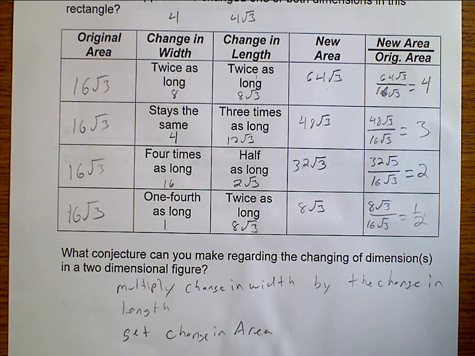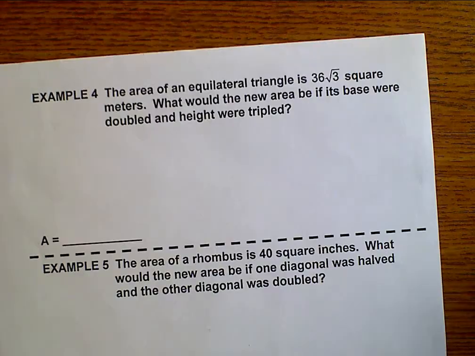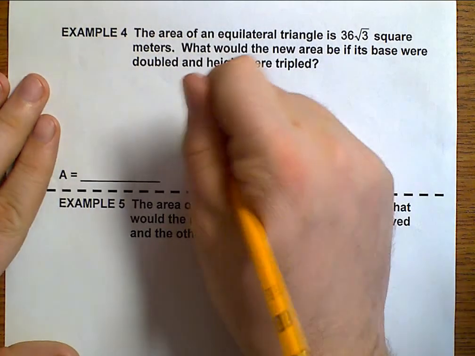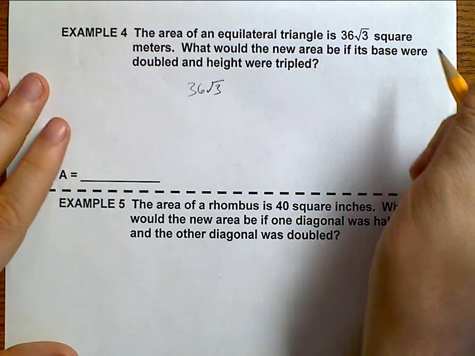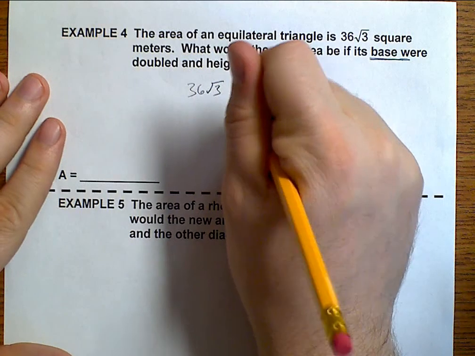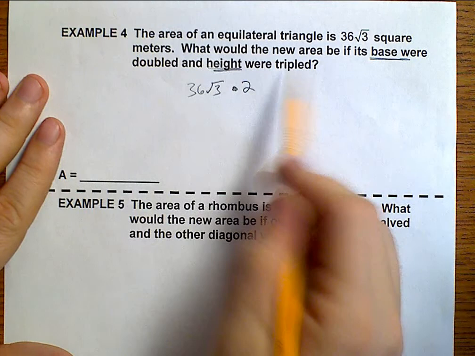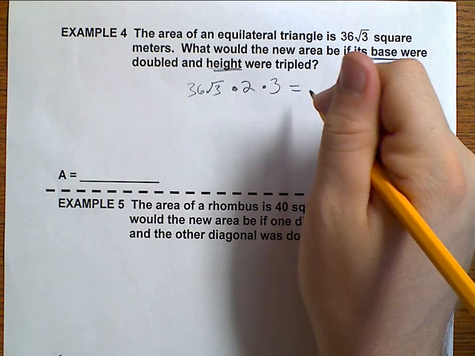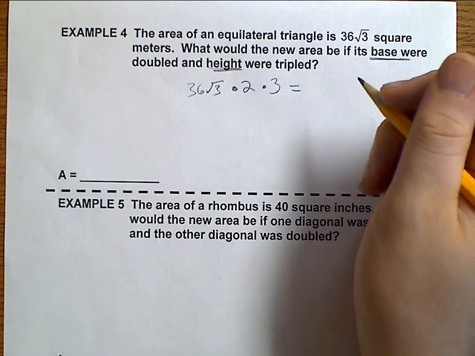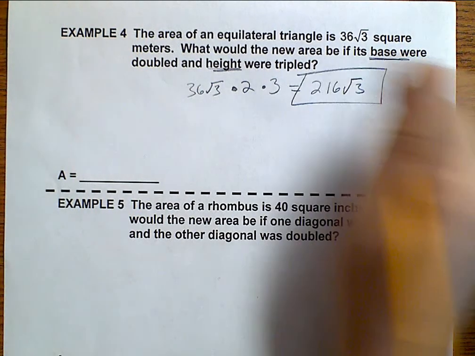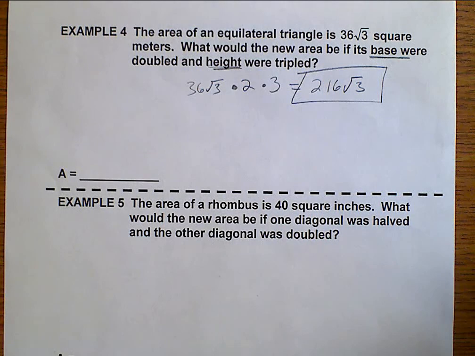Let's go ahead and apply this. So the area of an equilateral triangle is 36 on the square root of 3. What would be the new area if the base is doubled? So that means times 2. And the height is tripled, times 3. Well, we do 36 times 2 times 3, and we get 216 on the square root of 3. Very simple. Example number 5.